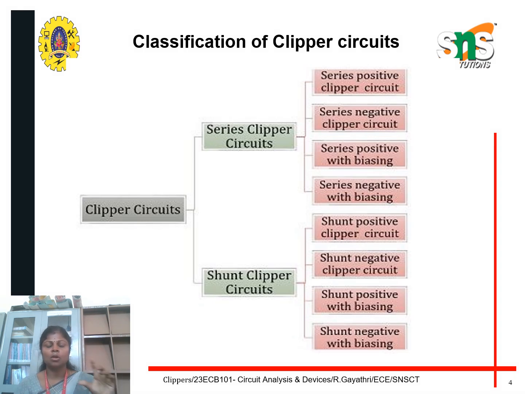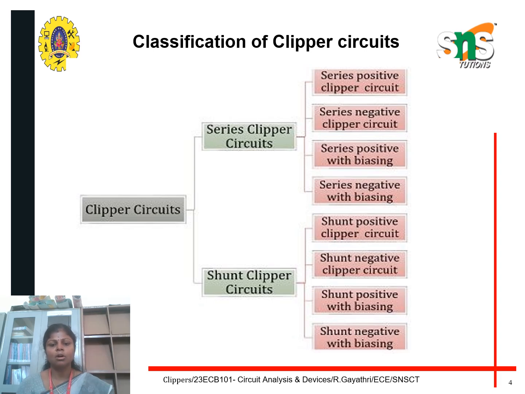In the clipper circuit, the first basic two types are series clipper and shunt clipper. The series clipper has four types. The first one is series positive clipper. Second, series negative clipper. Third, series positive with biasing. Fourth, series negative with biasing.